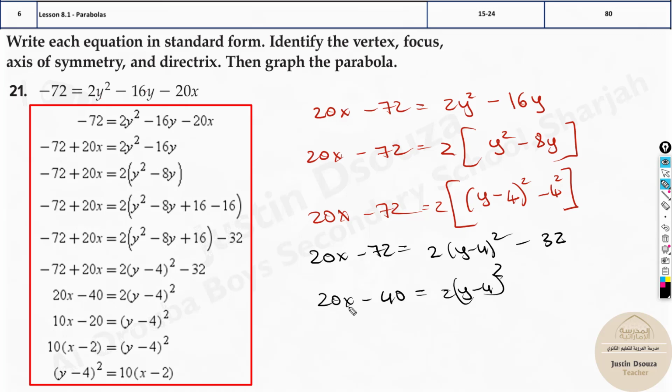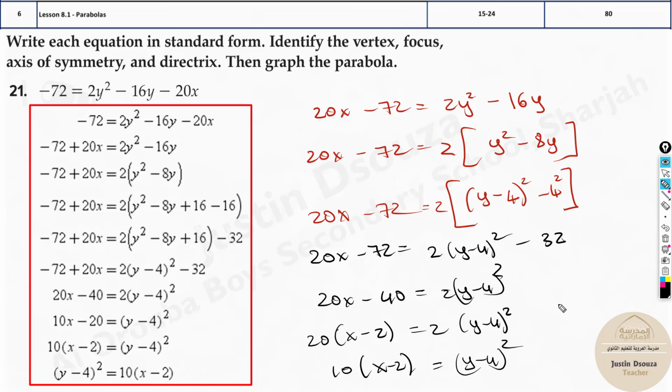This is the whole square. Now here what you can do is take 20 common out. It will be x minus 2 is equal to 2 times y minus 4 the whole square. Now divide both the sides by 2, or take this to the other side. It will be 10 into x minus 2 is equal to y minus 4 the whole square. You can see this is one method. See, that's the same answer, right and left.